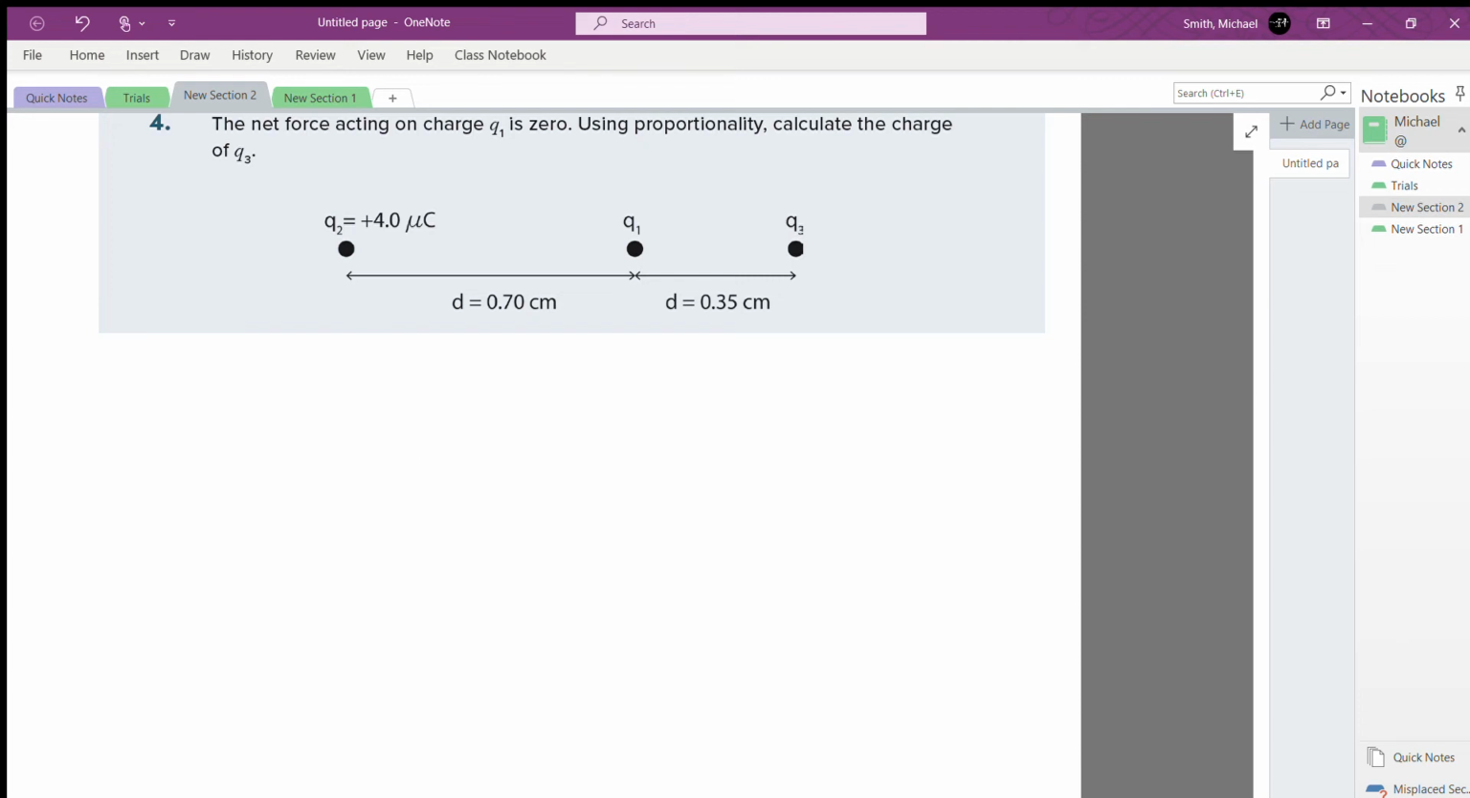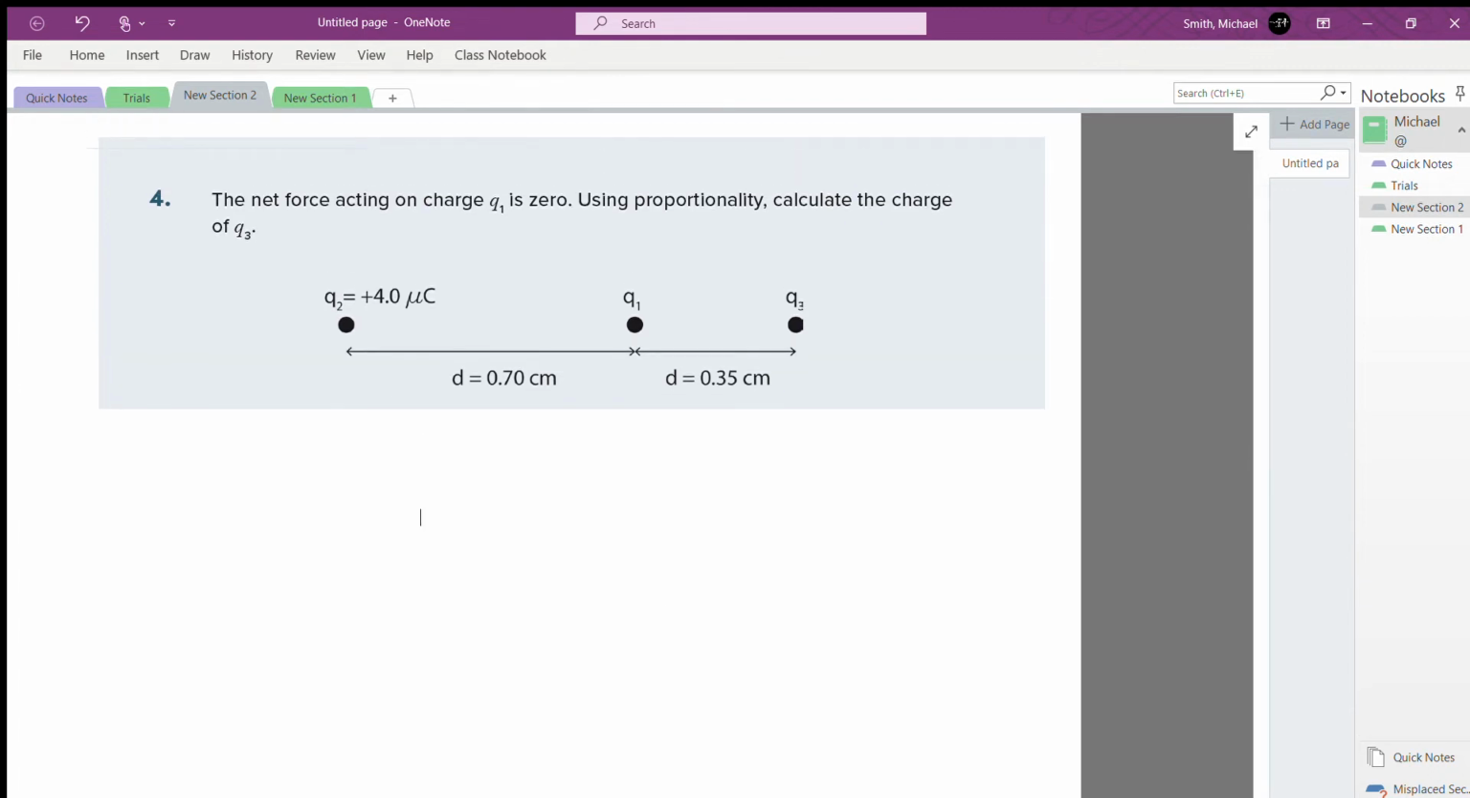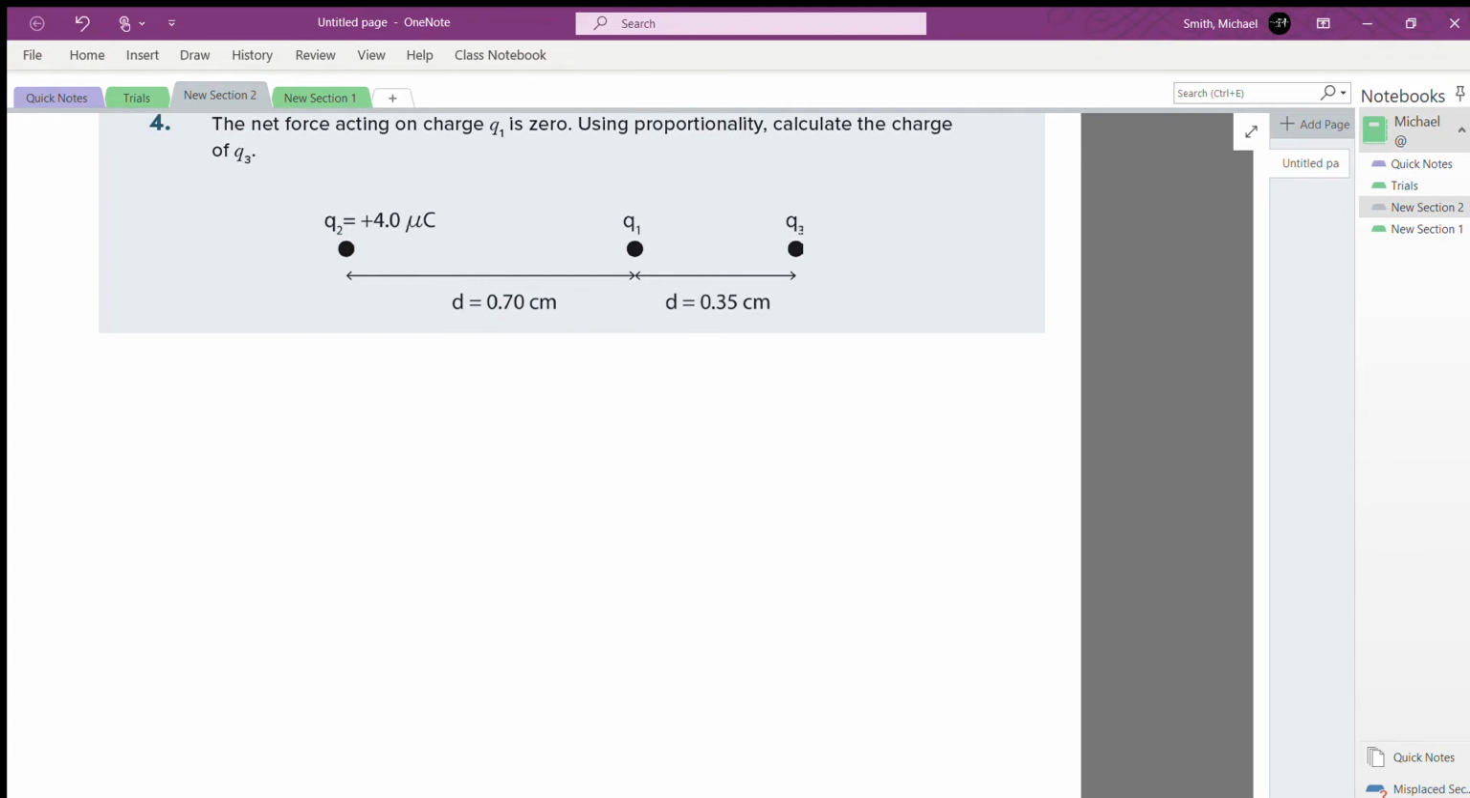This is question 4 from the SACE Stage 2 Physics Course Companion from section 2.1 Electric Fields. This is a bit of a challenging question. Here we have three charges, Q1, Q2 and Q3, all in a line, and the net force acting on Q1 is 0. We need to determine the charge of Q3.